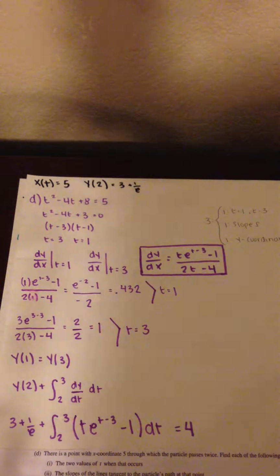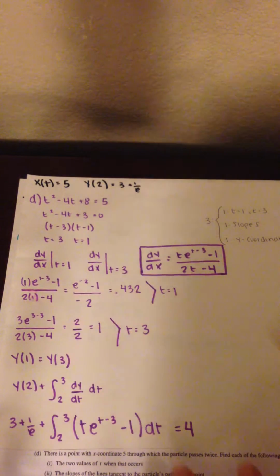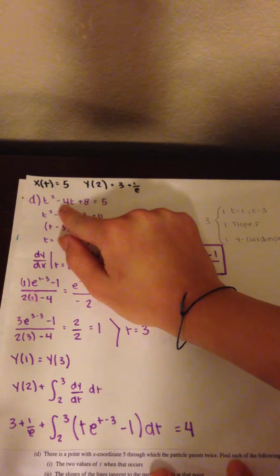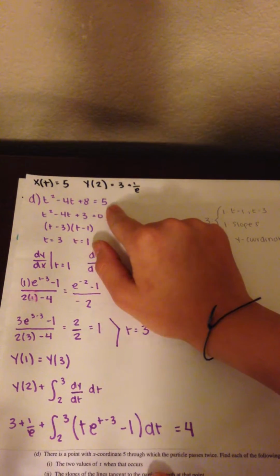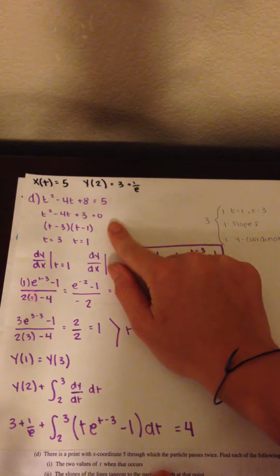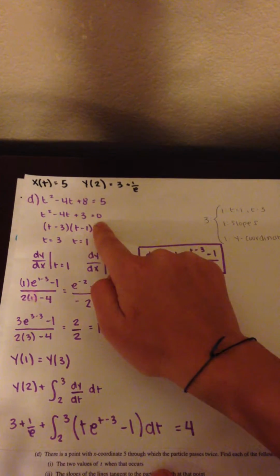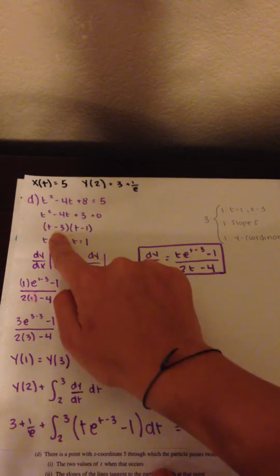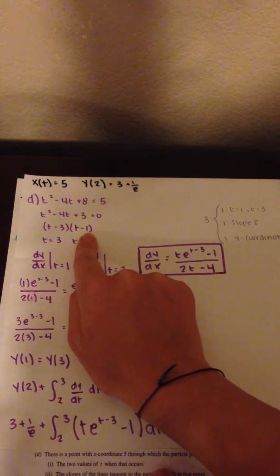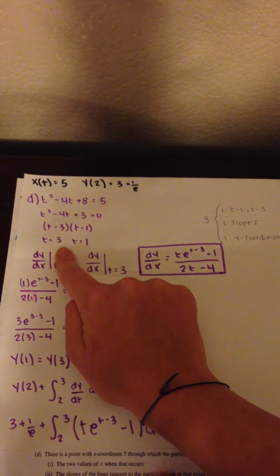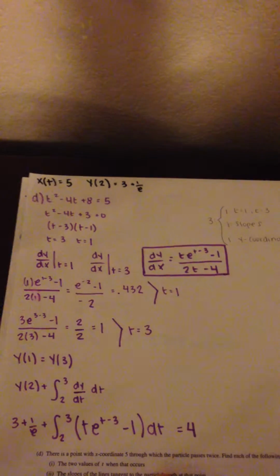So first, it wants us to find where x of t is equal to 5. So we set x of t, which is t squared minus 4t plus 8, equal to 5. We subtract 5 from both sides and get t squared minus 4t plus 3 equals 0. Factor it to get (t minus 3)(t minus 1). It turns out that t equals 3 and t equals 1.